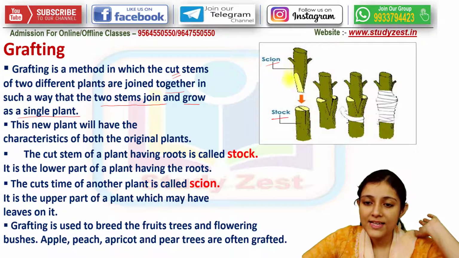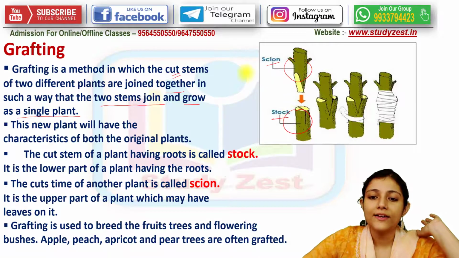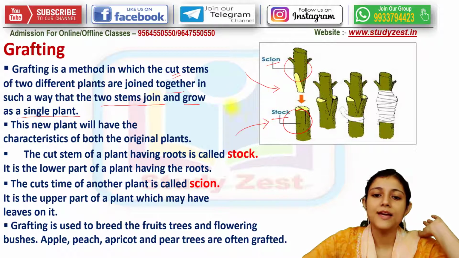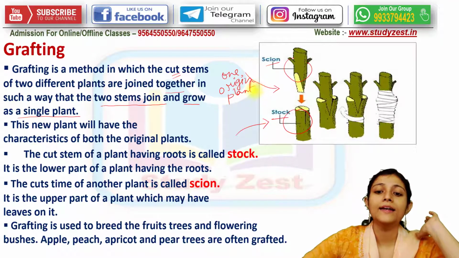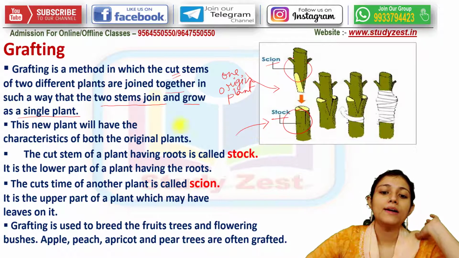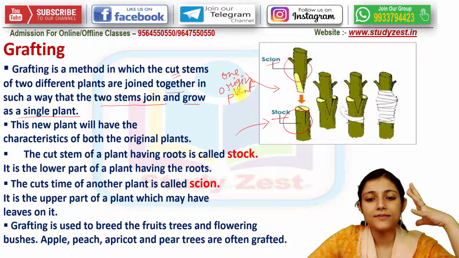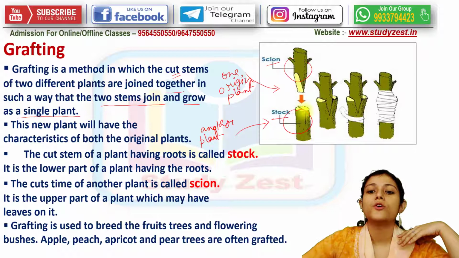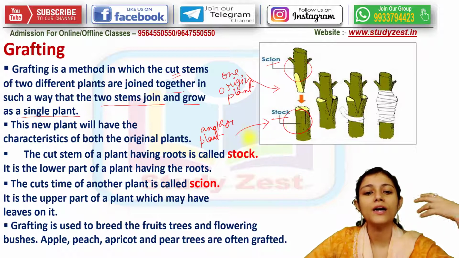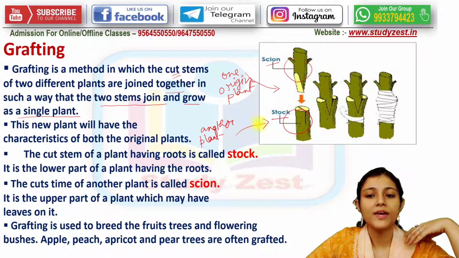So this part and this part, their origin is not the same. This is coming from one origin, one origin means from one plant, and this stem part is not a part of that plant. Okay, it is another plant. So the origin of this part is coming from another plant.